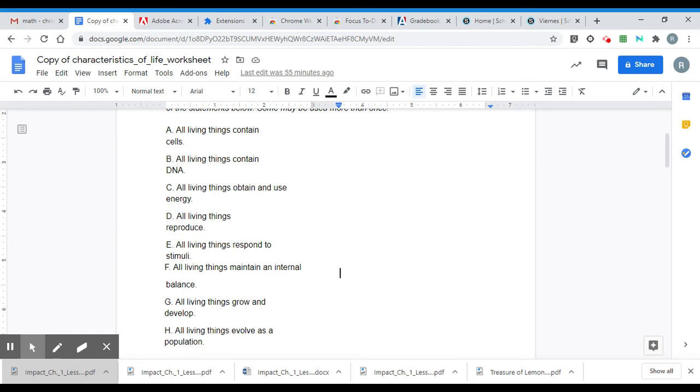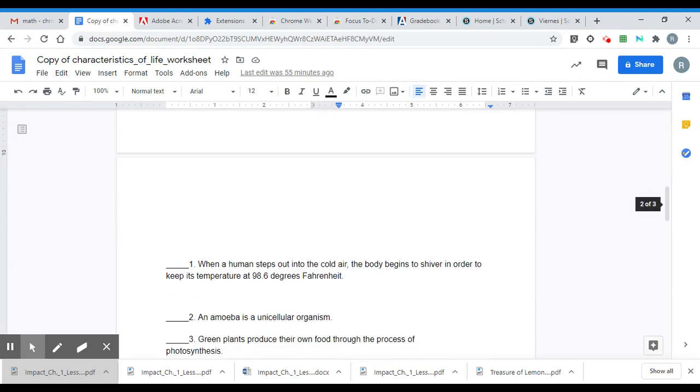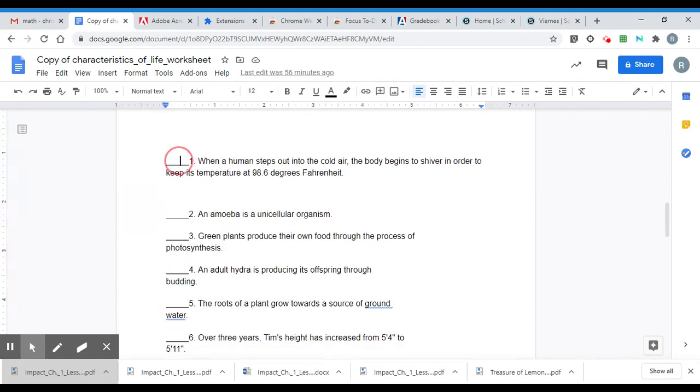Now, this is talking about when you go outside and your body responds to the weather. If your body is responding to the weather, that means it is responding to outside stimuli, meaning you're trying to have homeostasis. Now that option was letter E. So I'm going to scroll back down and, right next to 1, I'm going to write the letter E. Okay. Now I'm going to move on to my next question.